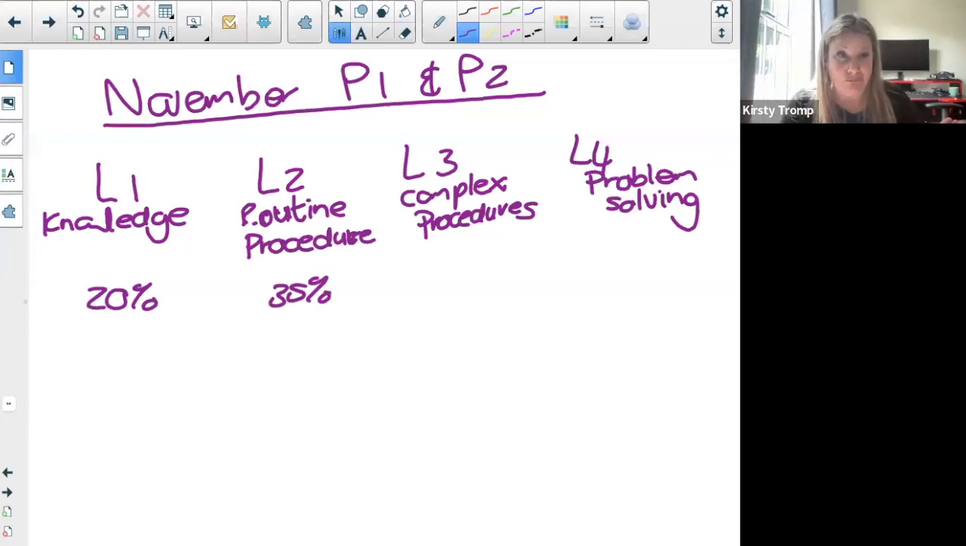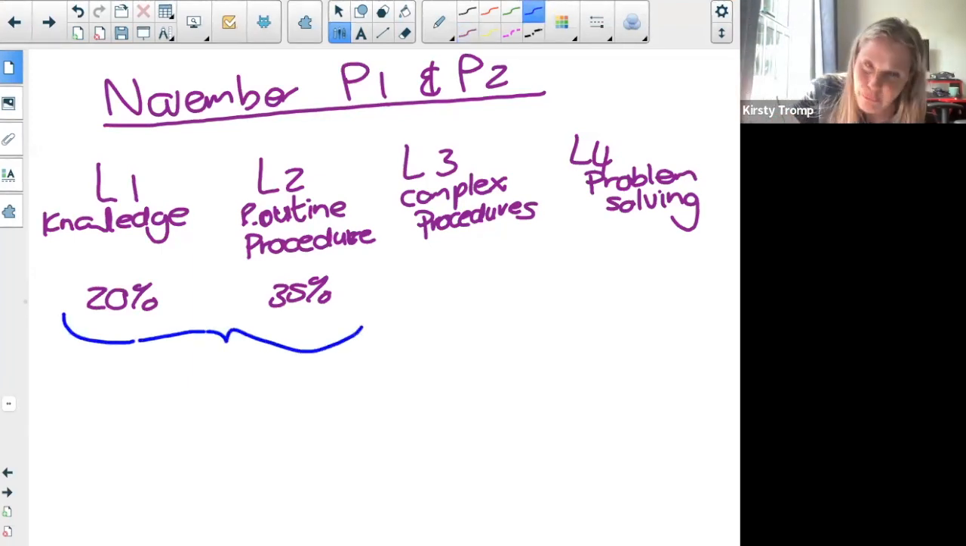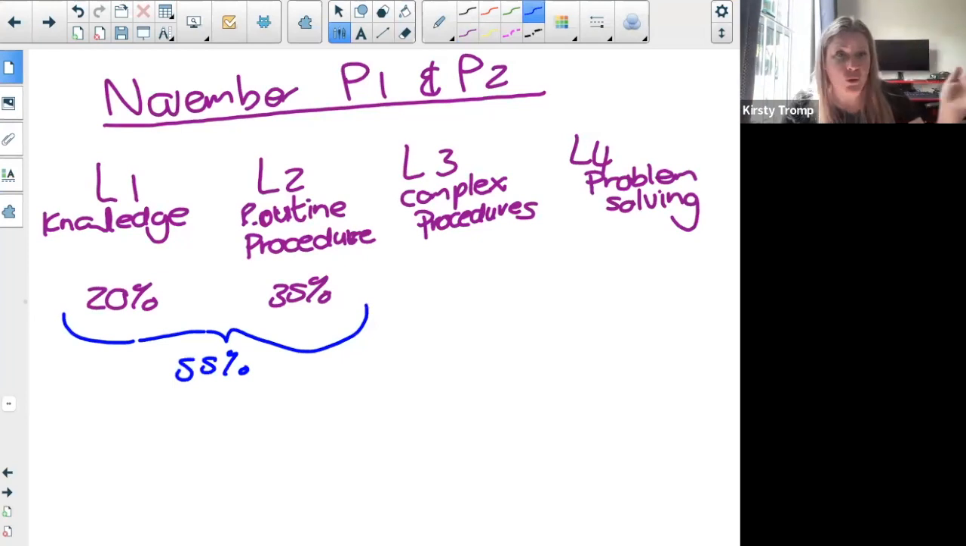35% is routine procedure. Nice, easy, again, stuff that you can practice, stuff that you can get right if you do enough of it. All right. So that means that if you do enough practice and enough papers, and you work through enough questions, it means a minimum of 55% for maths, just from level 1 and level 2 questions. Those are the easy questions in your exam. Minimum 55% is just knowledge and routine.